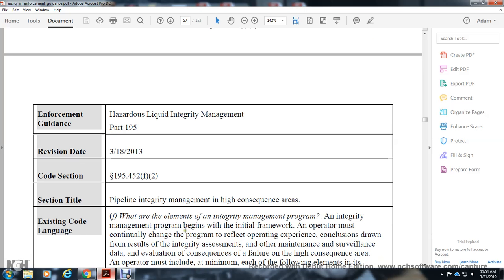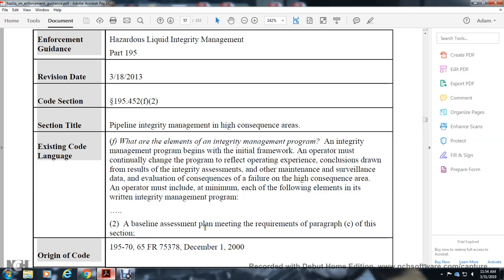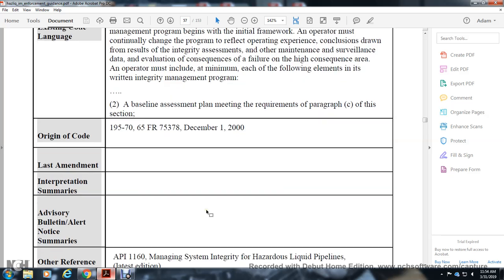framework. The operator must continually change, looking at the operating experience, conclusions, drawing the results, integrity assessment, and other maintenance and surveillance, the evaluation of the consequence of the high consequence area. The operator must include, at a minimum, each of the following elements for an integrity management program: 2. A baseline assessment plan meeting the requirements of paragraph (c) of this section. Origin: code 15765, Federal Register 75378, December 1st, 2000. Last amendment, interpretation, summaries of advisory bulletins, alerts: no summaries, there are none.